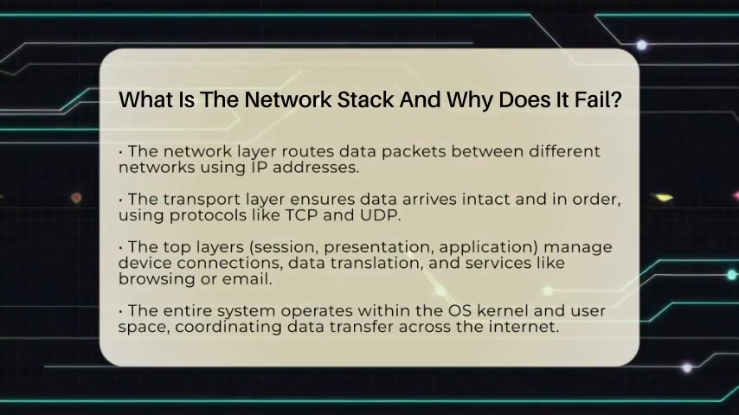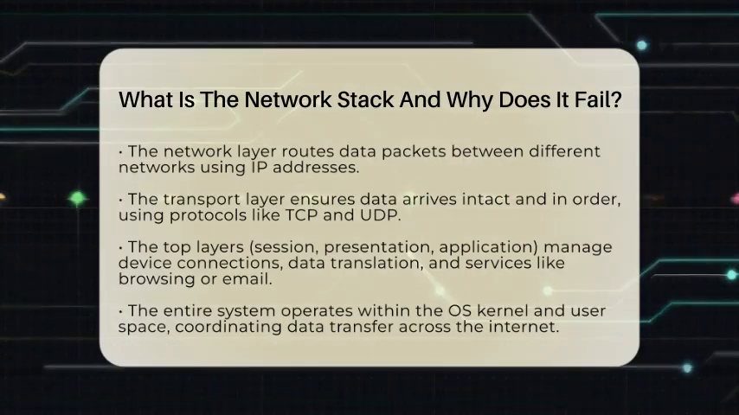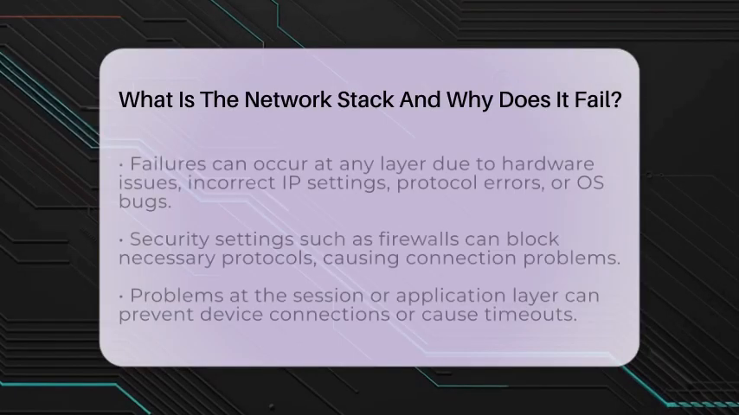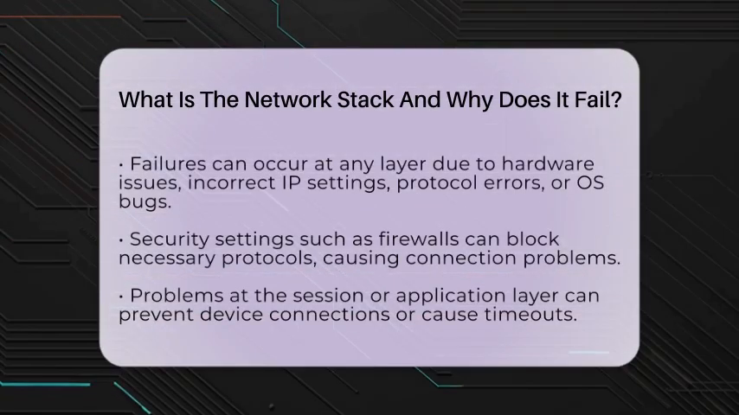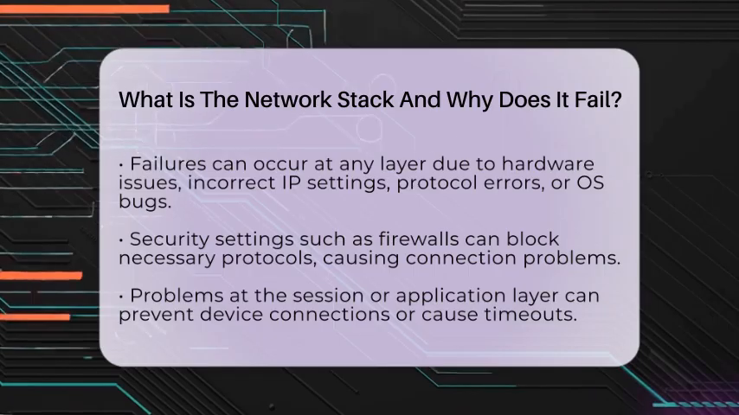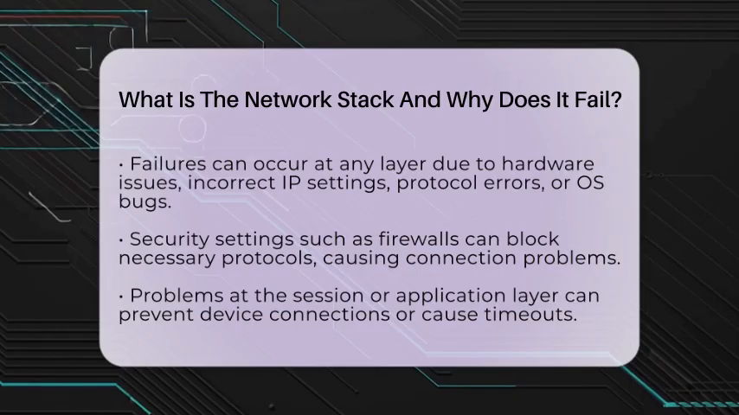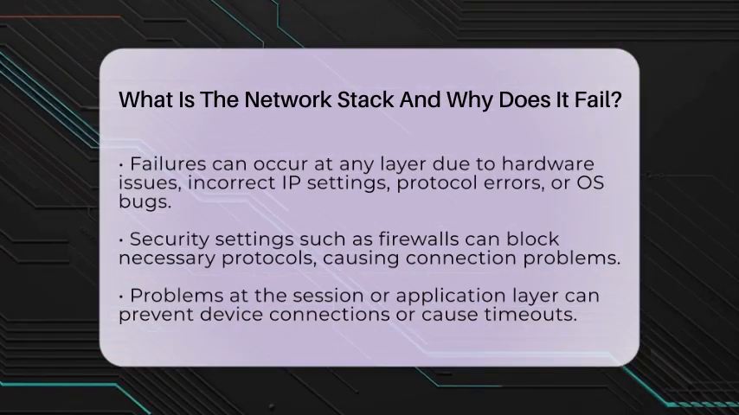Failures can happen at any layer. Hardware issues like a broken network card, damaged cables, or faulty routers can disrupt the physical and data link layers. If your IP address is set wrong or your routing table is incorrect, the network layer can't find the right path for your data. Protocol errors, such as lost packets or missequenced data in TCP, can cause delays or missing information.